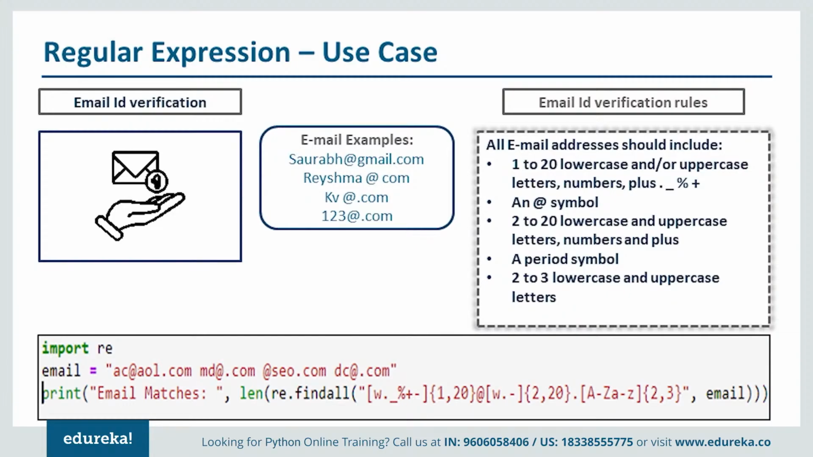Then @ is there. Similarly, the website name can have 2 to 20 characters, but special characters like percentage or plus will not be there. Hyphen can be there in the website name, that's for sure, we can use that. And then after that we have com, and then letters with a range of 2 to 3. So this is how you will be able to identify whether the email you are using is valid or not.